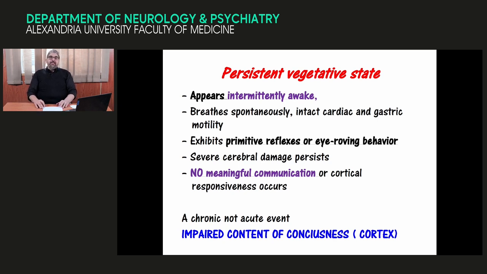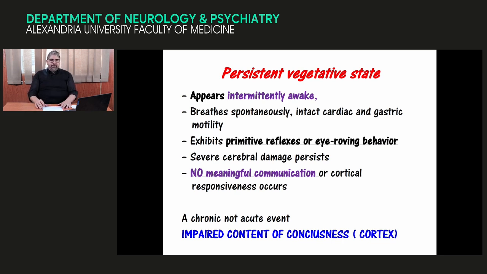So the second point is the persistent vegetative state, in which the affected part is not the state of arousal. It is actually the content of the arousal, not the state of arousal itself, if we return back to the very early slides of the lecture. Here, the patient is apparently awake, but actually he's not. The patient is looking awake, but he's not attending. The content of consciousness is impaired.